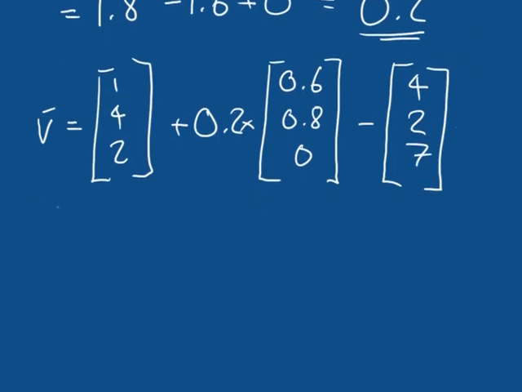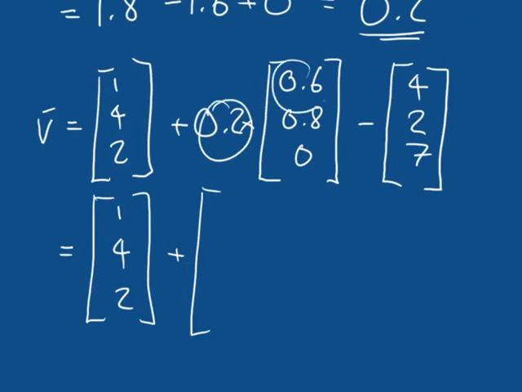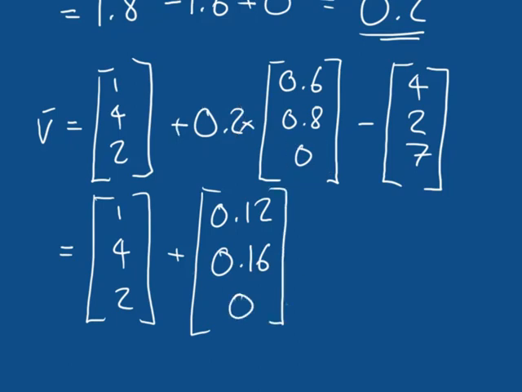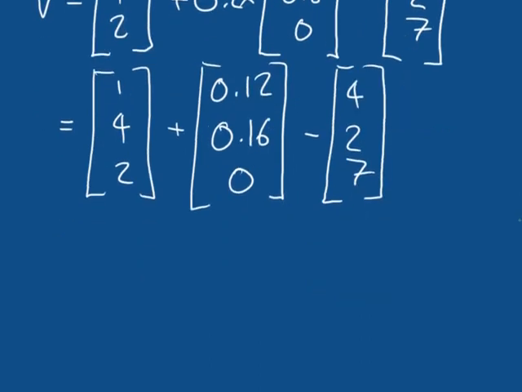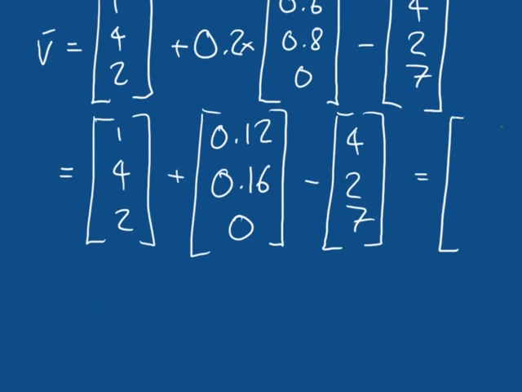We have everything we need in order to find V, so let's evaluate this. So it's equal to 1, 4, 2 plus 0.2 times 0.6, which is going to give us 0.12. 0.2 times 0.8 is going to give us 0.16. 0.2 times 0 is going to give us 0. Minus 4, 2, 7. Actually, I might not have enough room to write those values in, so I want to give myself just a little bit more room here. That should be plenty. Fantastic.